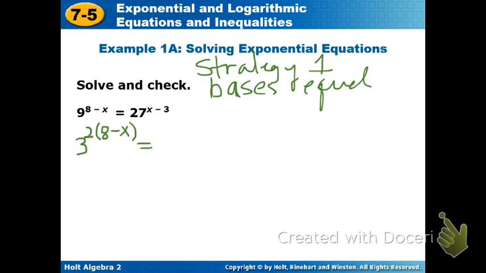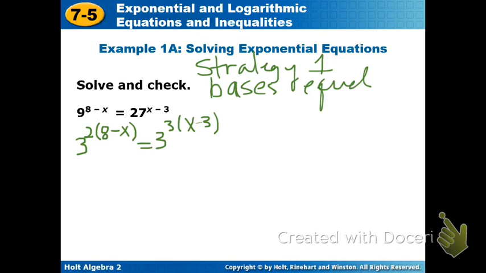And then I go to my right-hand side. I need the same base of 3. What is the power of 3 that will give us a 27? 3. So I'm going to change 27 to 3 to the third power. That power of 3 is now multiplied with the power that was already there, x minus 3.